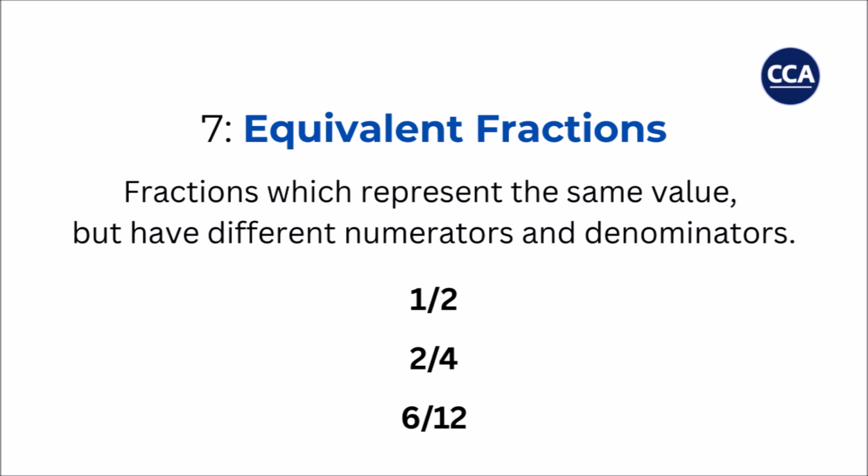Equivalent fractions look different, but they represent the same value. For example, 1 over 2 is equal to 2 over 4. It is also equal to 6 over 12. Even though the numbers are different, the value remains the same.